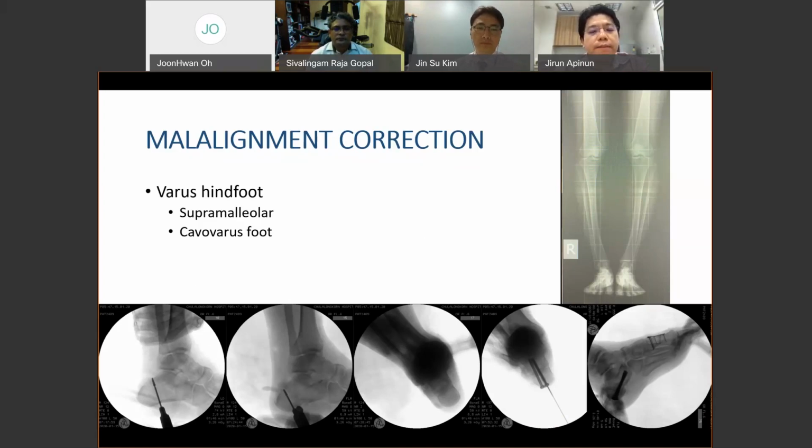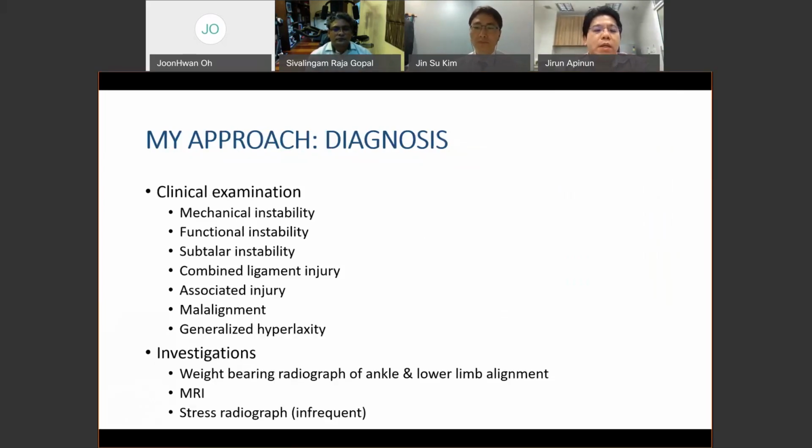Okay, next slide, please. So in summary, my approach for chronic unstable ankle, at first, for the diagnosis, we need to examine truly to identify and search for mechanical. Is it the mechanical or functional one? Is there subtalar instability? Or combined other ligament injury as well? Is there any intra-articular pathology associated? We need to address the malalignment and generalized hyperlaxity condition, which is really the important determinant for the treatment.